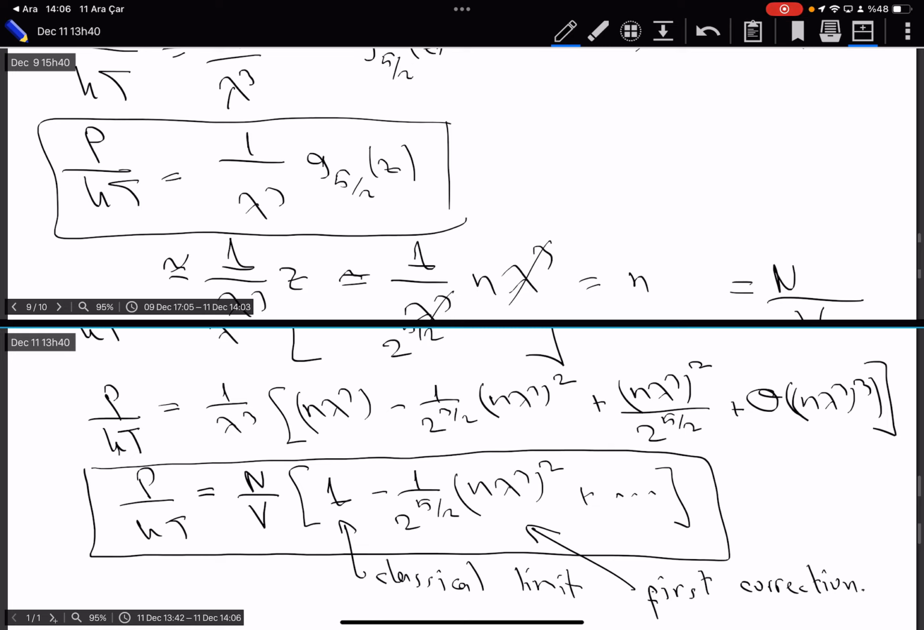Didn't we take the n lambda cubed out? Or is it still the square? Thank you. Any other questions?